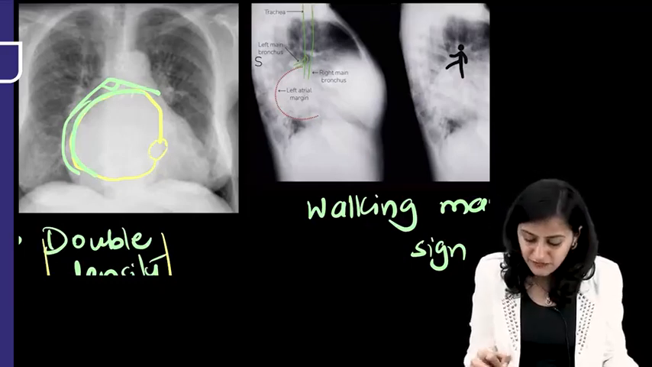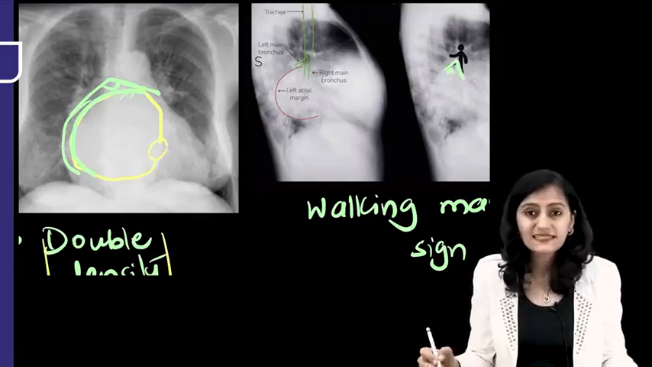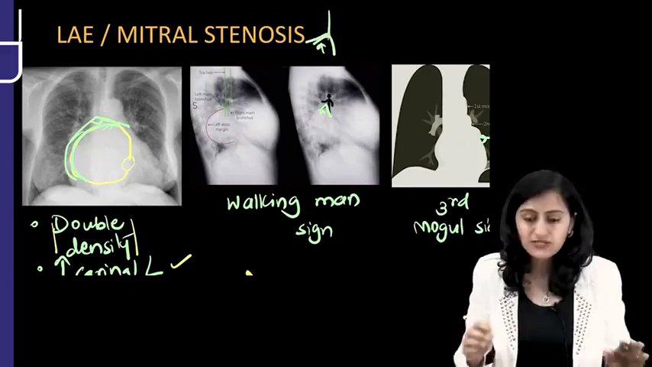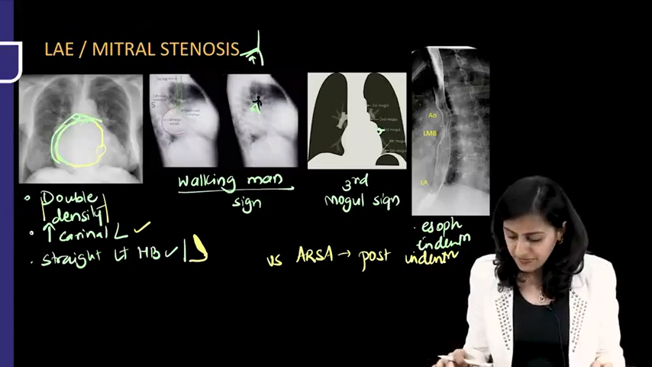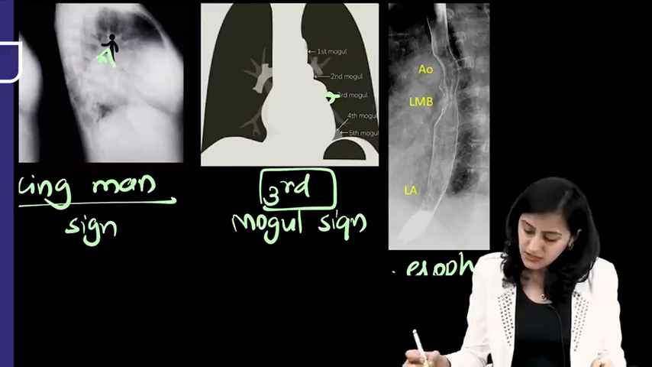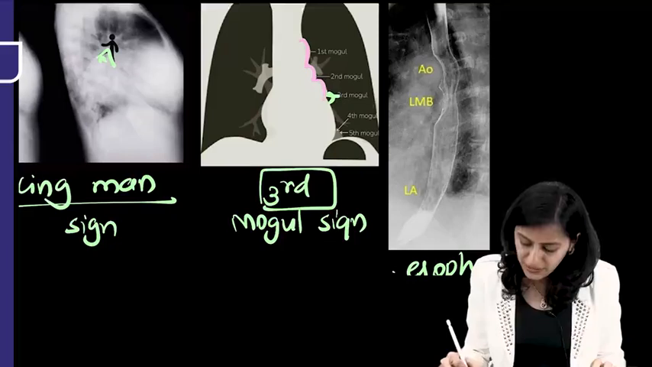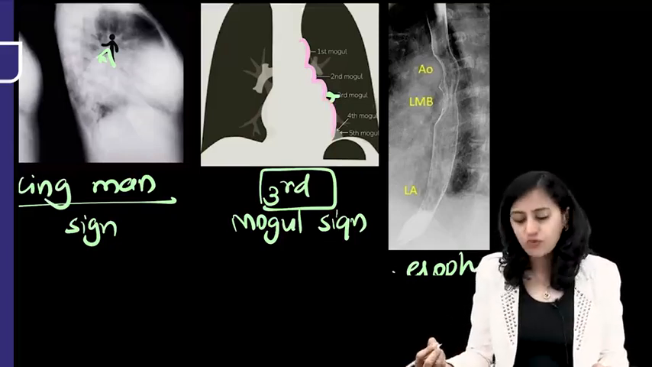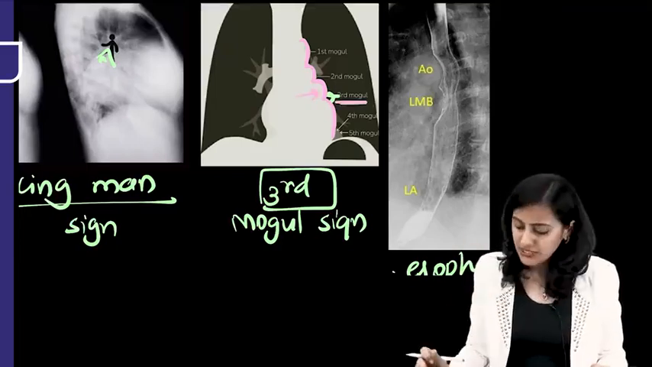Now this elevation of the left bronchus on the lateral chest X-ray, it gives this walking man sign. So what happens? The trachea, the bronchus, the left bronchus goes up. So that gives the walking man sign on the lateral chest X-ray. What Mogul sign does it give? The third Mogul sign. Why the third Mogul? The first one is the aorta, then the pulmonary artery, and then the left auricle or the left atrium, then the left ventricle. So this is forming the third Mogul, the elevation on the left side.